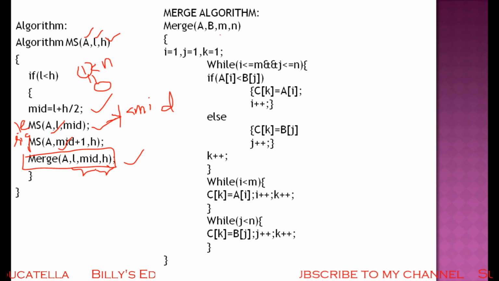In this merge algorithm, we consist of two arrays, A of size m and B of size n. Initially I take i value equal to 1. You can take i value as 0, j is also 0, k is also 0. For making the given array easy, I take i value as 1, while i must be less than or equal to m and j must be less than or equal to n.